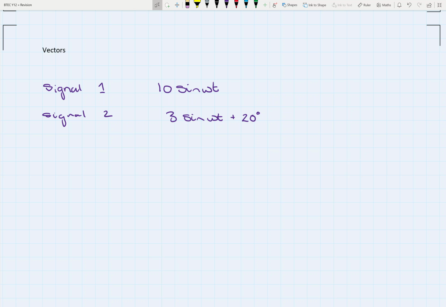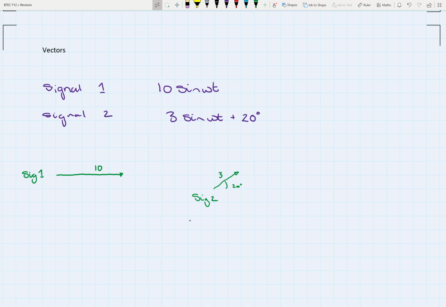Okay, so I've got two signals. I'm not worried about the frequency element, but signal 1 has an amplitude of 10 volts. And I've got signal 2, amplitude of 3 volts. It's been phase shifted by 20 degrees. So the first thing we need to do is convert these into rectangular coordinates, into x and y coordinates, because these are what we're calling polar. But I'll draw it out so you can see. So the polar coordinates, I'll draw them out first.